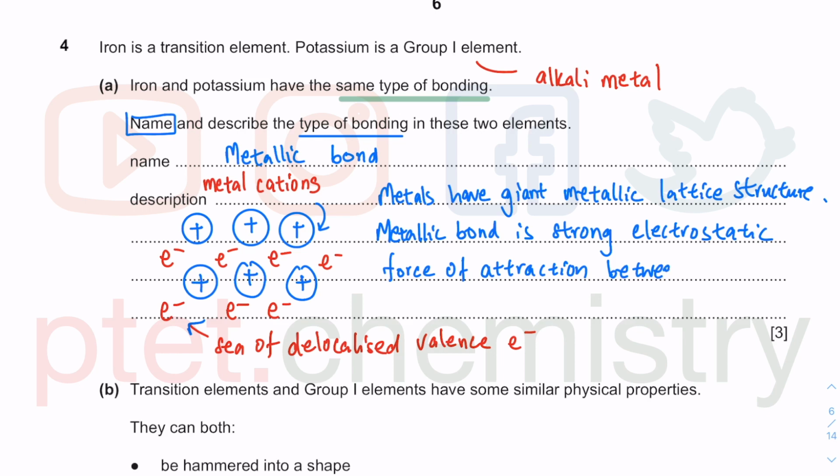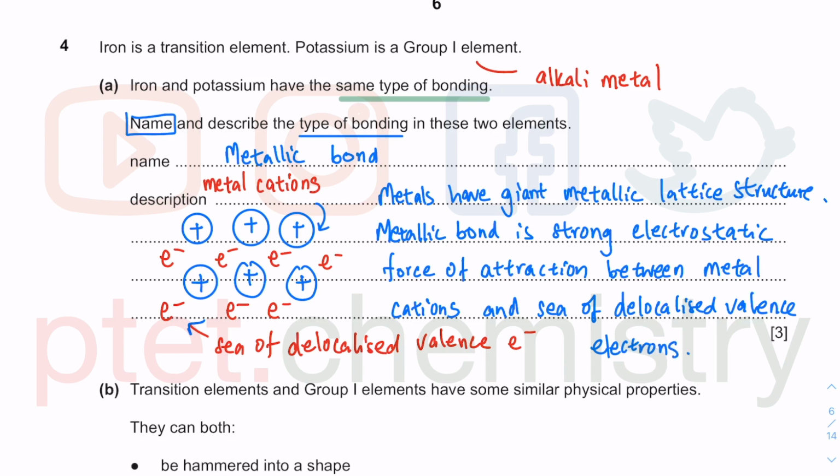In this case, it is between the metal cations, which you get after you lose the outer shell electrons, and your negatively charged valence electrons. So, a sea of delocalized valence electrons, that is your positive and your negatively charged species there. Perhaps I can label it, I can write it out in full there: sea of delocalized valence electrons.